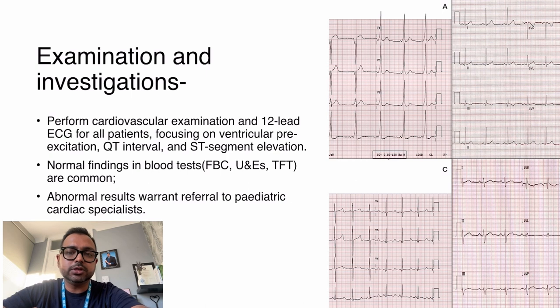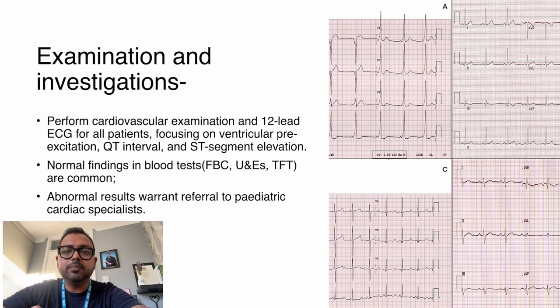Examination and investigation. Perform thorough cardiovascular examination and 12-lead ECG for all patients, focusing on ventricular pre-excitation, QT interval, ST elevation. In the first ECG, it is showing ventricular pre-excitation, which is associated with WPW syndrome, showing the delta wave. In the third ECG, it is the long QT syndrome, and the fourth ECG is showing elevation of the J point, which is associated with Brugada syndrome.